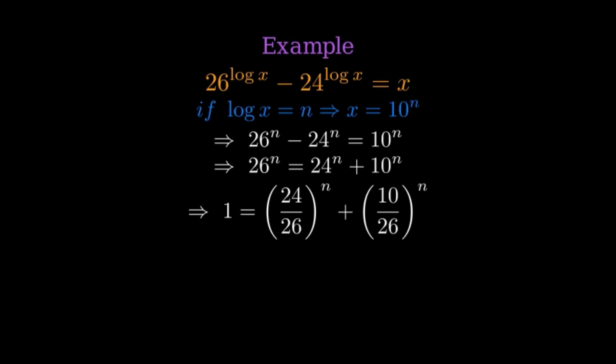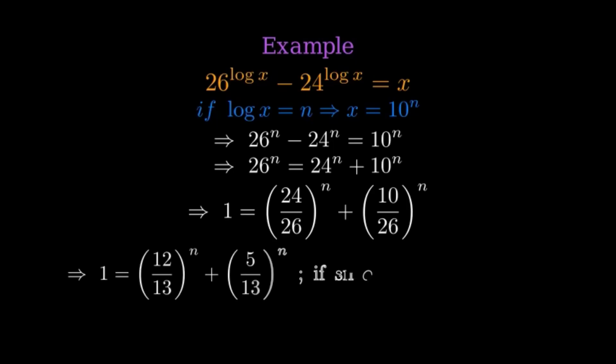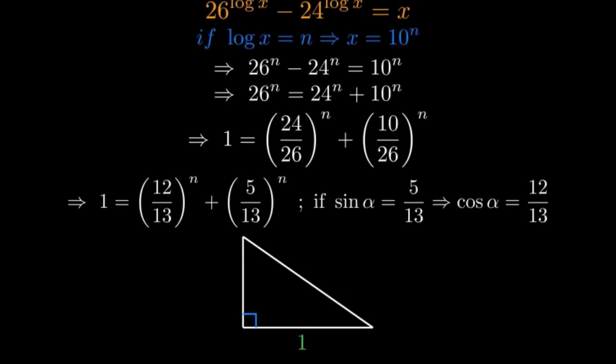Step 5. Simplify the fractions. 1 equals (12 over 13) to the n plus (5 over 13) to the n. Now notice a familiar 5, 12, 13 right triangle. If sine alpha equals 5 over 13, then cosine alpha equals 12 over 13. Step 6. Rewrite using cosine alpha and sine alpha. 1 equals cosine to the n alpha plus sine to the n alpha.